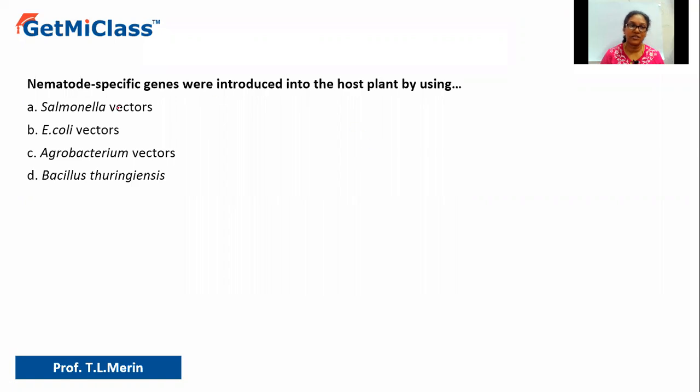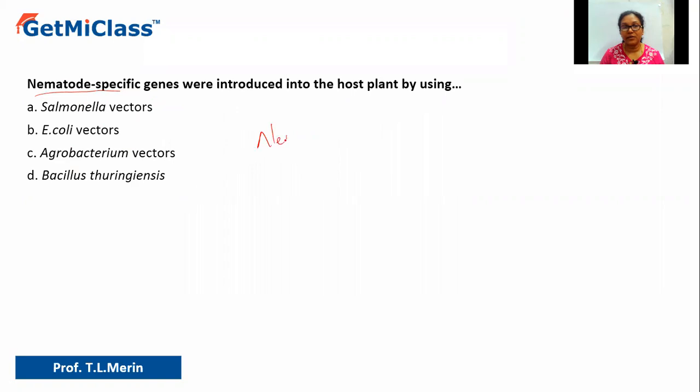So let's solve this question which says nematode-specific genes were introduced into the host cell by using option A Salmonella vectors, option B E. coli vectors, option C Agrobacterium vectors, and option D Bacillus thuringiensis. Now let us understand the question. It says nematode-specific genes were introduced into the host plant by using what?